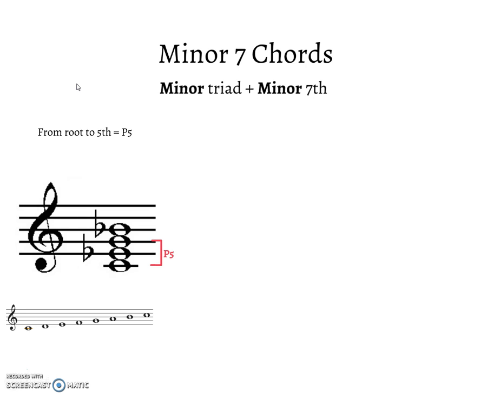We need a perfect fifth and a minor third. That makes our minor triad. And from root to 7th is a minor 7. C minor 7 chord.